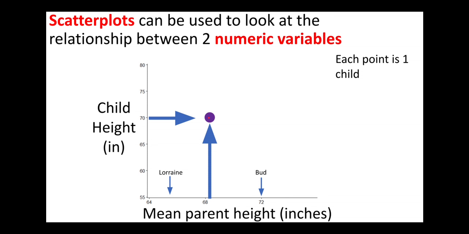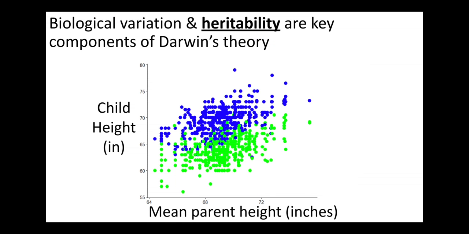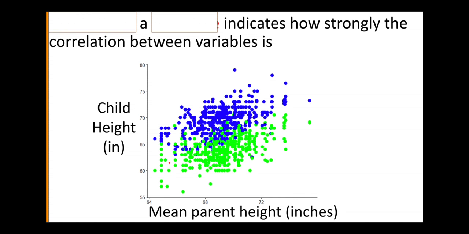And this is the relationship that Galton was interested in when he was investigating his height data. He was interested in how the parents' height relates to the height of their children, as he figured that they were making a combined genetic contribution to their children. Because variation and heritability were key aspects of Darwin's theory.